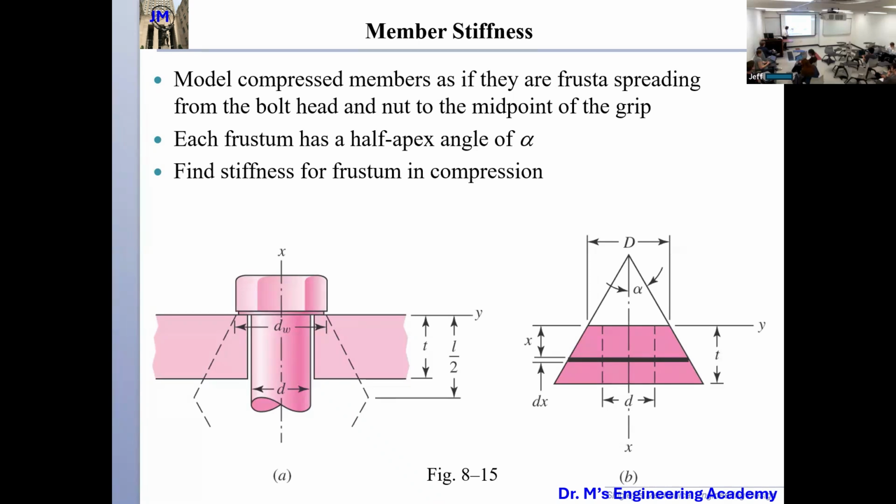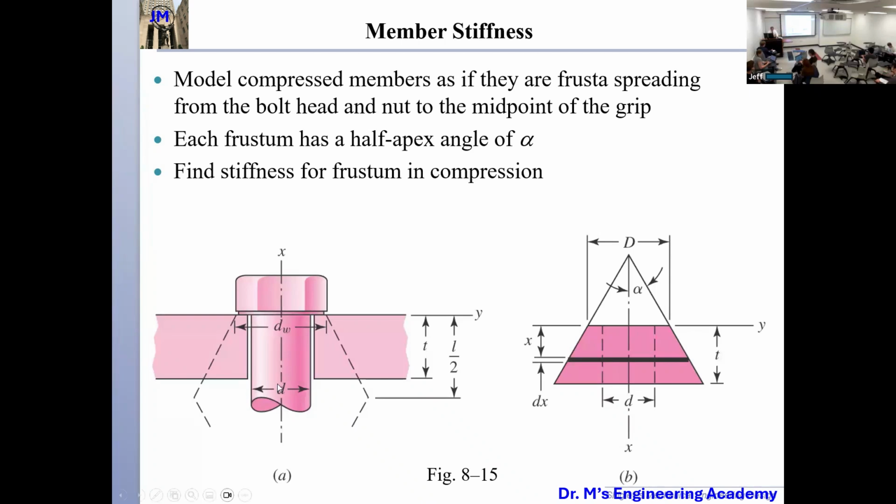So that means this is the alpha, right? You should know that this is alpha. This is a very, very important parameter. So we find the stiffness for the frustum in compression. We want to find the stiffness of this plate and also another plate.